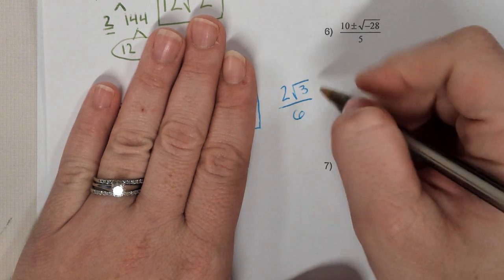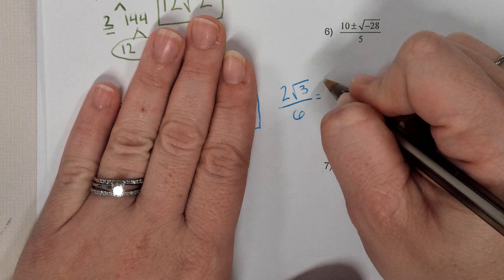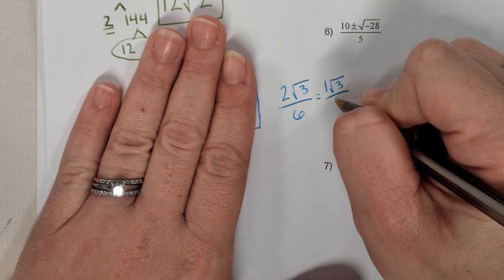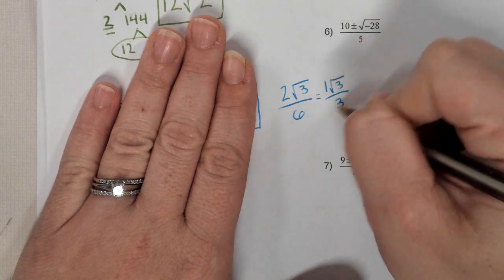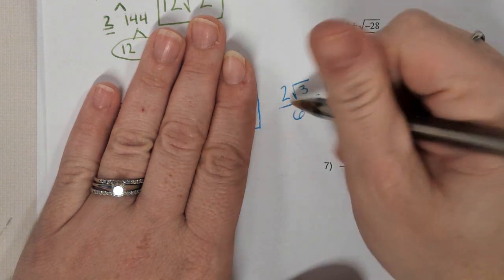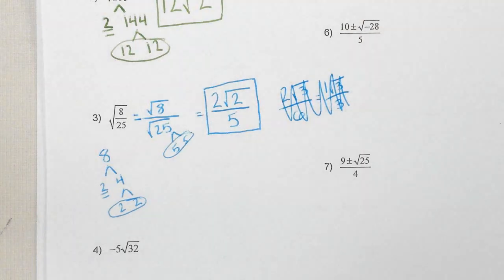Okay, 2 goes into 2 how many times? Once. And 2 goes into 6 how many times? 3. So that would be your answer. You would have to simplify it. Do you see what this is saying? Divide. Yeah. Okay. But this one didn't simplify, so we're good.